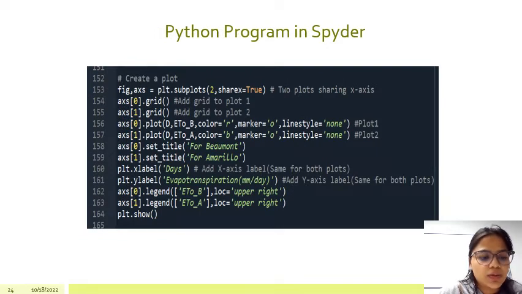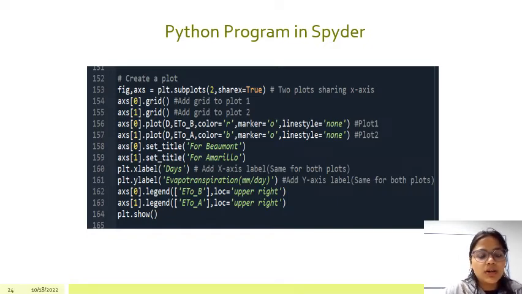So now we have to plot the graph of evapotranspiration versus day for both the cities. We create a 2 by 1 plot, that's your same axis. We define fig comma axis, where fig is for the overall figure and axis is for axis. Here plt dot subplots means that we are dividing our plot into two subplots. Share x equals true means that they share the x-axis. Ax0 is for plot 1 and dot grid denotes that we are adding a grid to our plots.